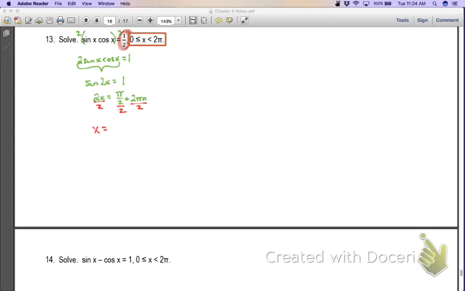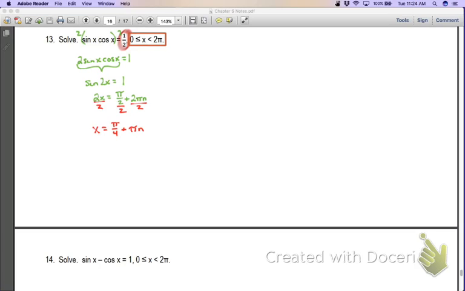So x is equal to pi over 4 plus pi n. So here's where our range fits. I know I had the question a day or two ago about, well, I thought you said that we wouldn't write it out that way.